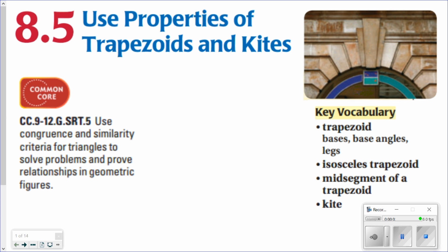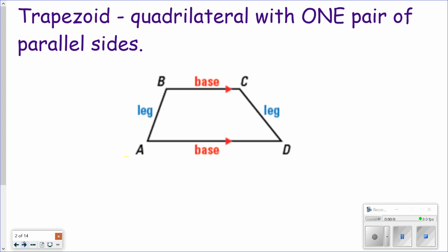Hi everyone, today we are going to start 8.5, which is use properties of trapezoids and kites. A trapezoid. A trapezoid is a quadrilateral with one pair of parallel sides. So if we look at our diagram here, we see these triangles. Remember, those triangles mean that those lines are parallel.